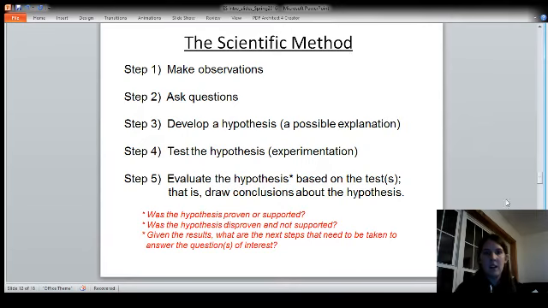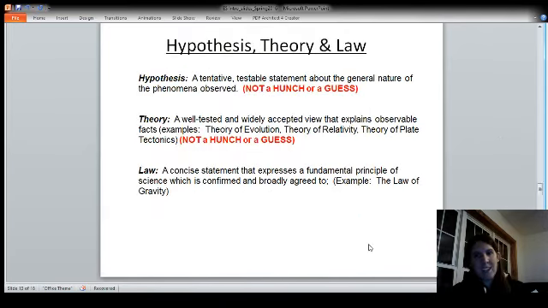So we would draw a conclusion about the hypothesis. Typical questions would be, was the hypothesis proven or supported? My giant hypothesis would probably not be proven or supported. So it would be disproven. And then given the results, what are the next steps that need to be taken to answer the questions of interest? So you may develop a hypothesis, test it, evaluate, and come to the conclusion that you don't have enough information to support your hypothesis fully. It may be inconclusive, and then you would need to redesign your hypothesis to conduct more experiments to come up with new conclusions. Okay, so it's an ongoing process.